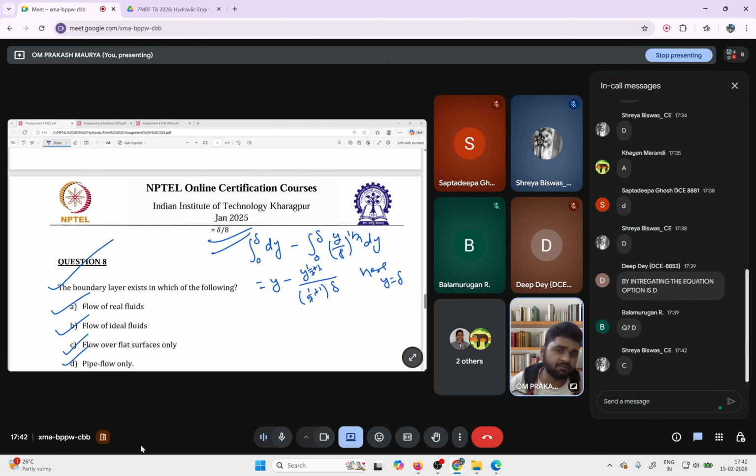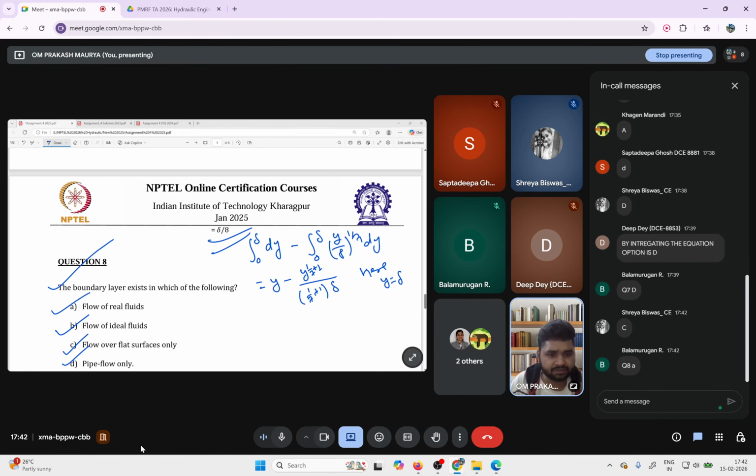Okay, for question number 8, you are telling C. Shreya is telling C option. Flow over flat surface only. Here it is written only. Please just think on that. Whether you will get a boundary layer on another surface, a curved surface, or not. Just think on that. Because here it is written a flat surface only.